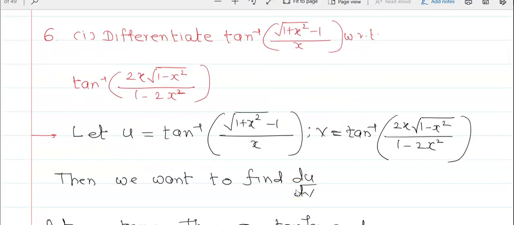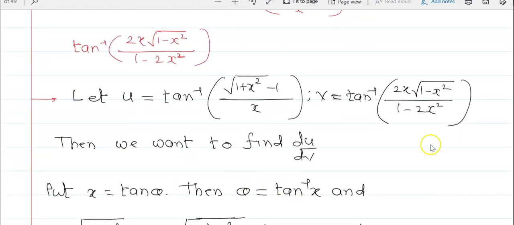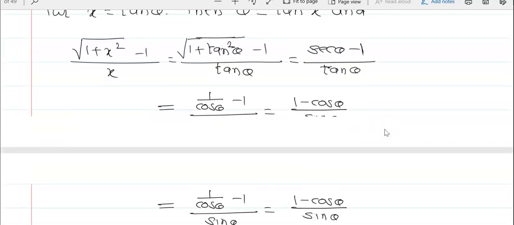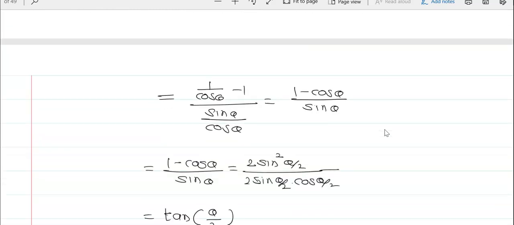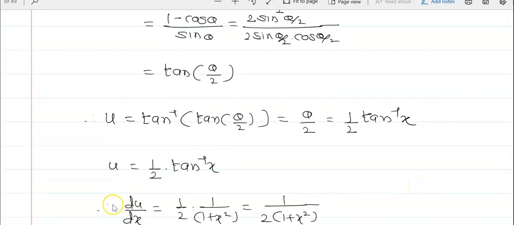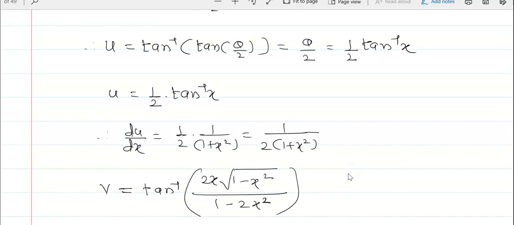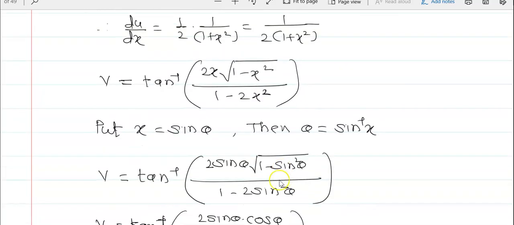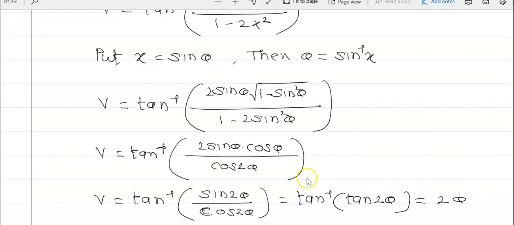See this again. For u and v, do the substitutions and find out the values separately. Tan inverse of tan of theta by 2 is theta by 2, so u is 1 upon 2 tan inverse of x. Similarly, v is tan inverse, with x equal to sin theta, of 2 sin theta cos theta upon cos of 2 theta. Tan inverse of tan of 2 theta is 2 theta.